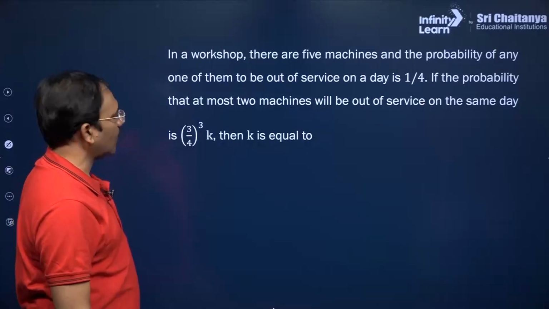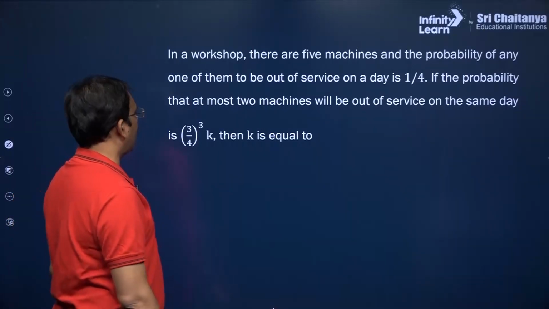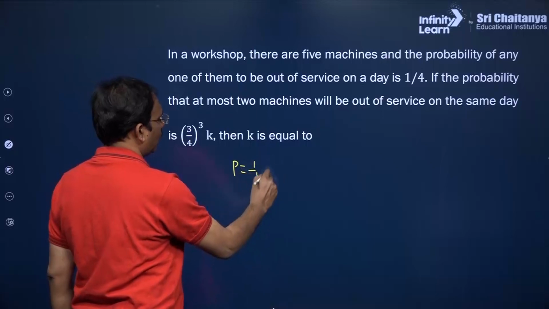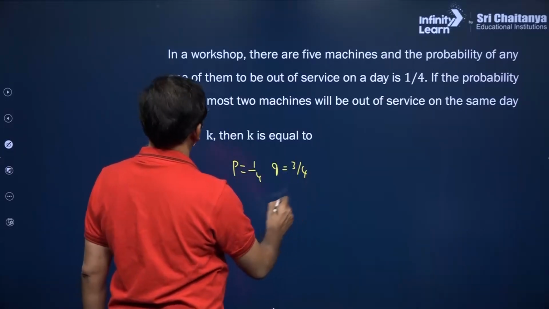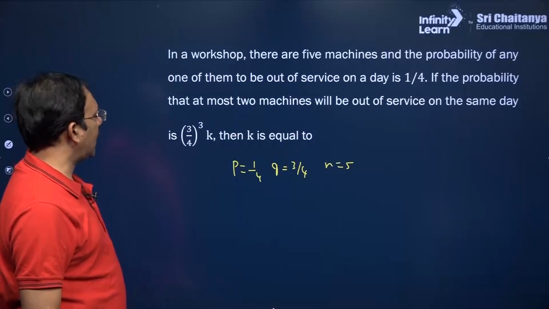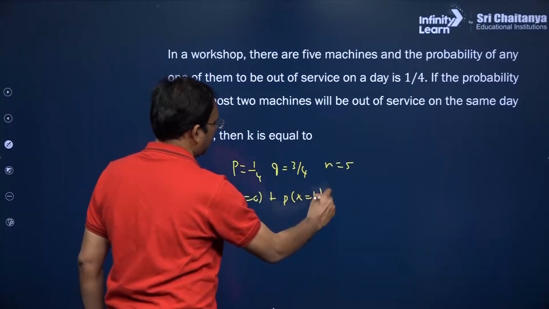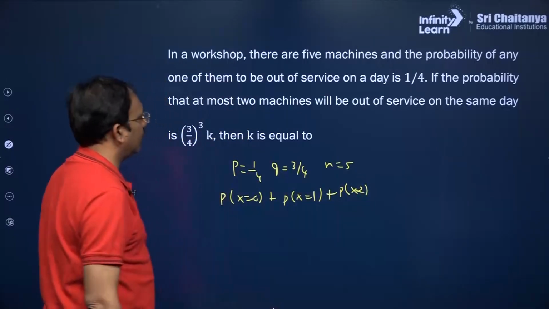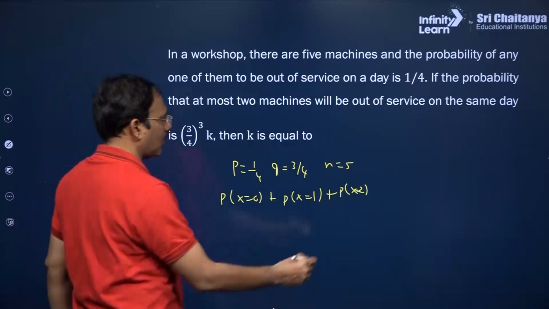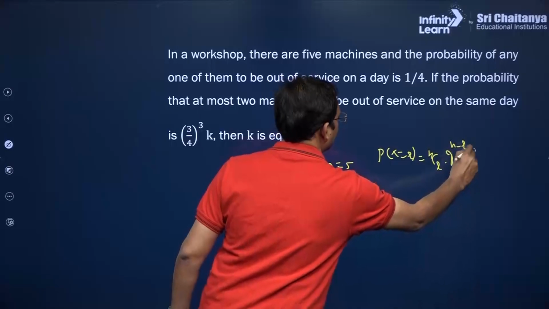Next, my dear friends, in a workshop there are 5 machines and the probability of any one of them to be out of service is 1 by 4. The probability that at most 2 machines will be out of service on the same day. You see, out of service, say suppose success 1 by 4, failure 3 by 4. Out of how many machines? We can say 5 machines, n is equal to 5. So he is asking probability that at most 2 machines, at most 2 means P(X=0) plus P(X=1) plus P(X=2), at most 2 successes. Okay, yeah, out of service, right, this is the answer. You just simplify binomial distribution. Already P(X=r) means you just apply nCr into q to the power of n minus r into p to the power of r.